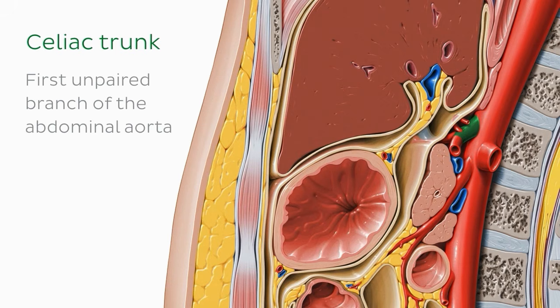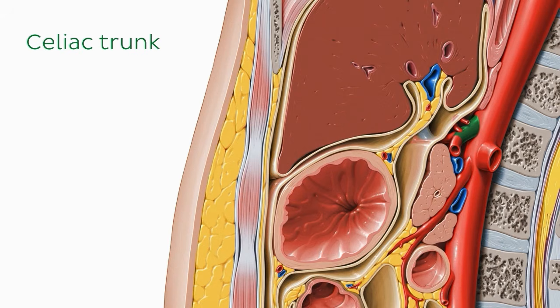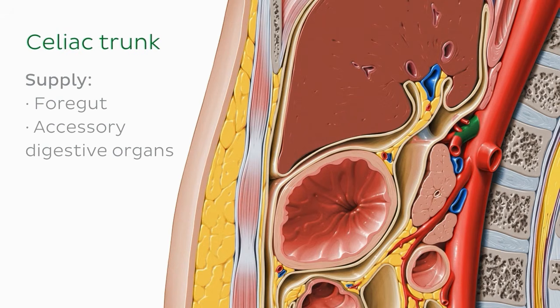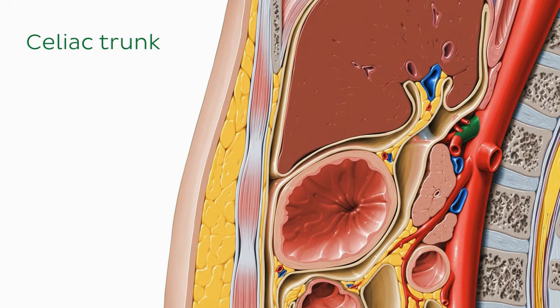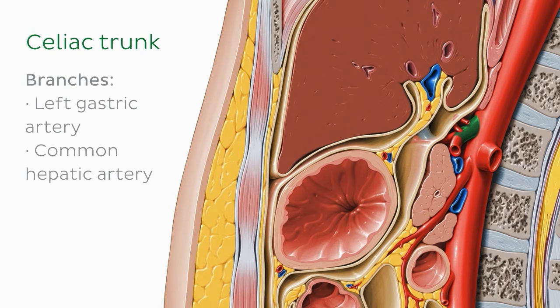It's a short artery with 3 main branches that provide the blood supply to the foregut and to the accessory digestive organs. And there are several branches of the celiac trunk, and these are the left gastric artery, the common hepatic artery, and the splenic artery. From this perspective, we can only see the common hepatic artery and the splenic artery, so we'll just take a quick look at these.